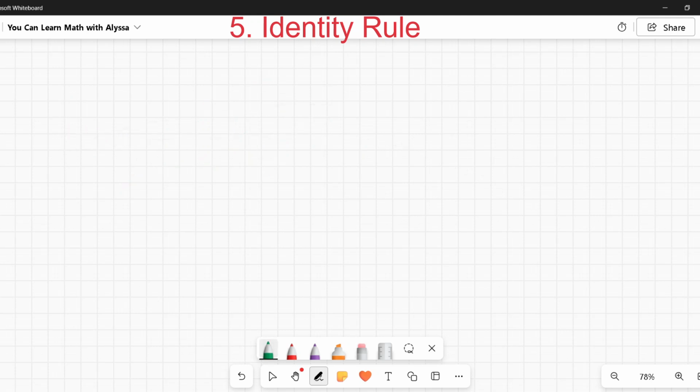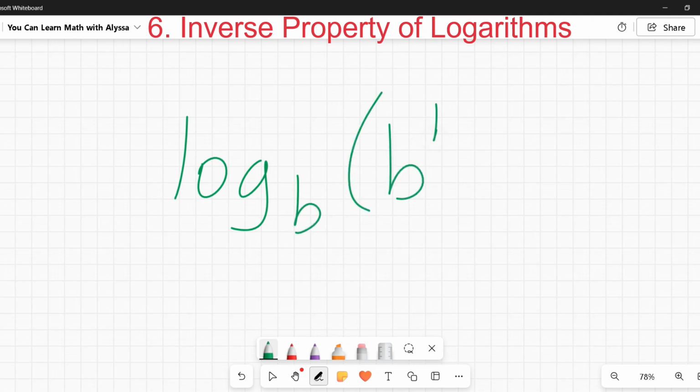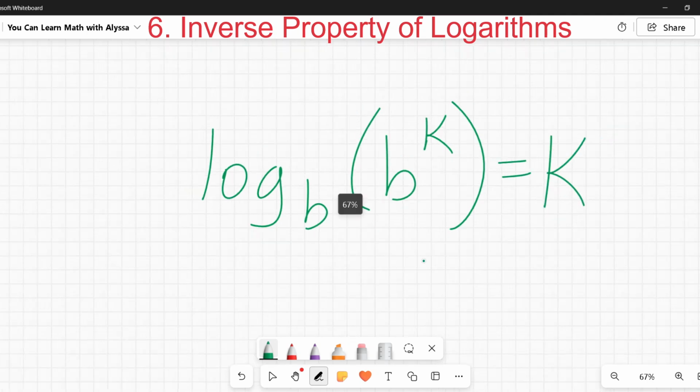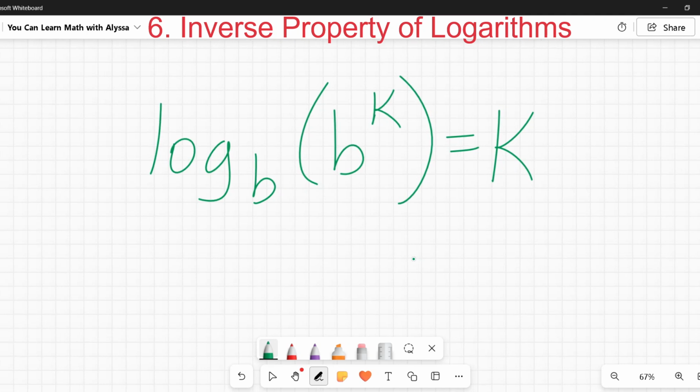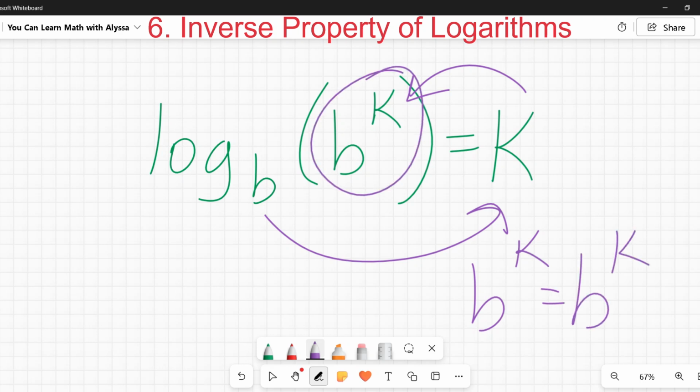That's that rule. Next we have the inverse property of logarithms. This is log base b of b to the power of k equals k. This one, frankly, I'm just like, why is this its own thing? Because isn't this what we just learned? We just learned that a log is b to the power of k is going to equal this. So it literally is just stating that b to the power of k is equal to b to the power of k.